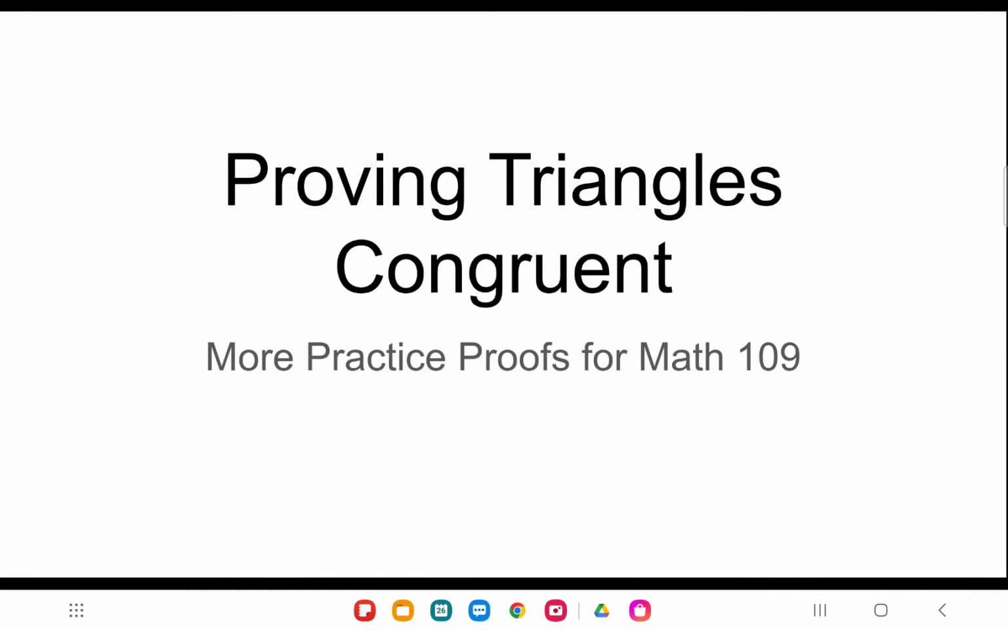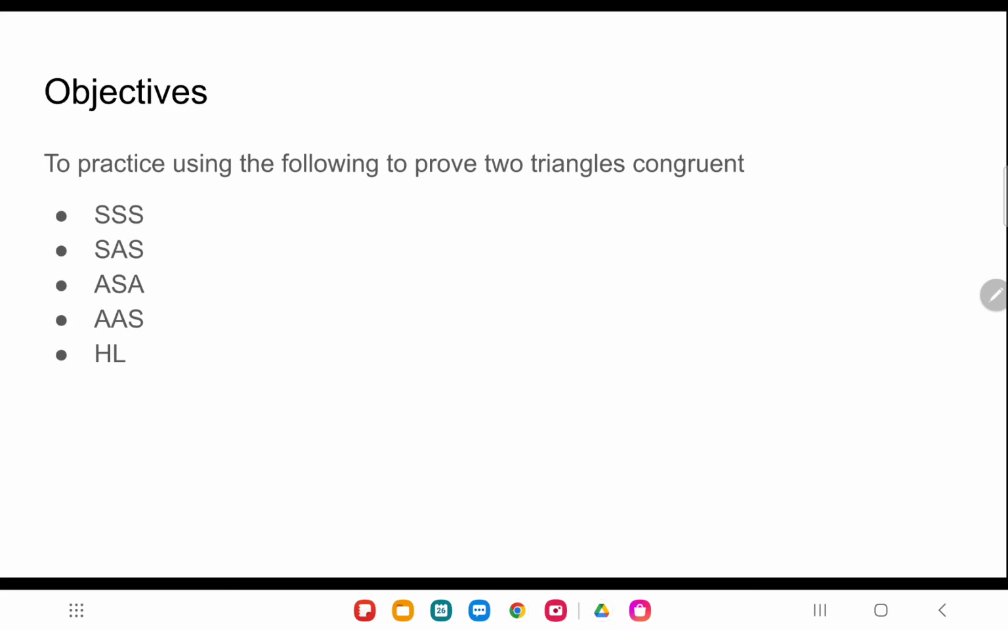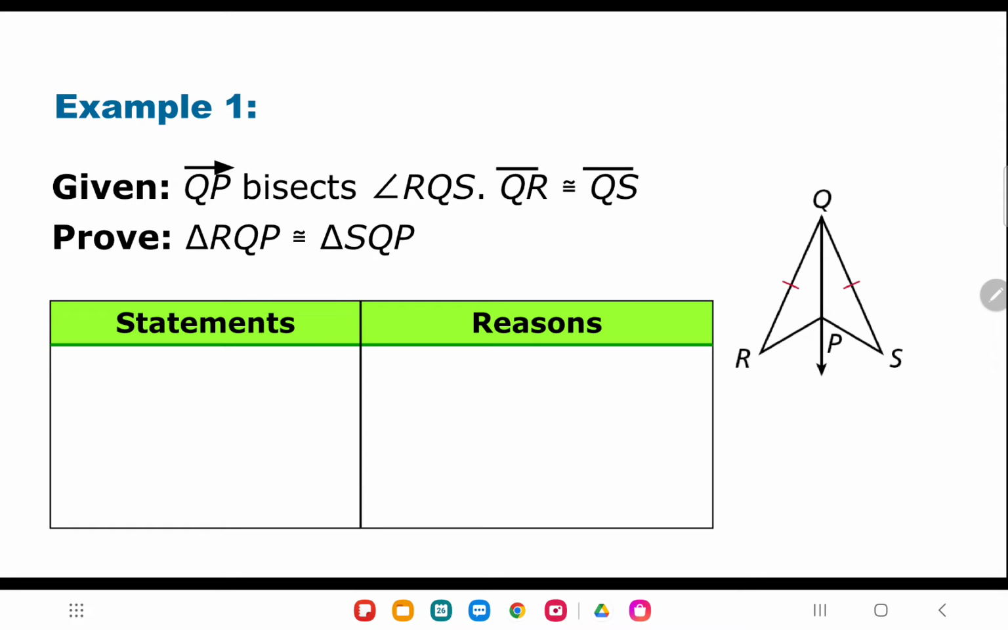This one's on proving triangles congruent, and we'll be using SSS, SAS, ASA, AAS, and HL theorems to prove two triangles congruent. I hope this is helpful for anyone who's working on triangle congruence proofs. So again, we have 5 ways of proving two triangles congruent. Please notice that SSA is not one of these, except in the special case of HL congruence.